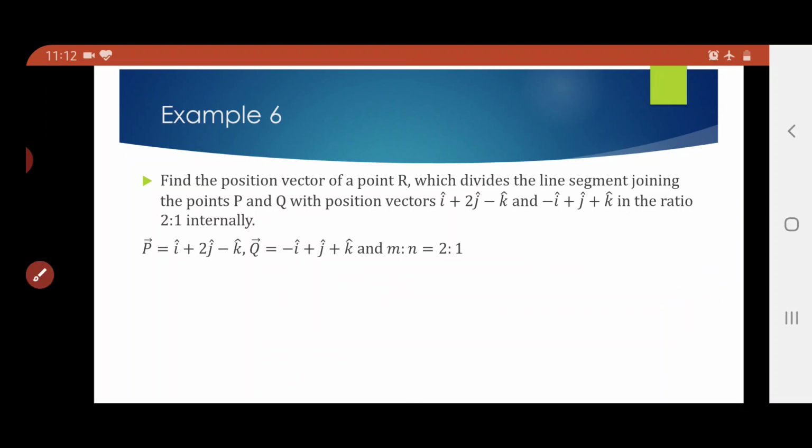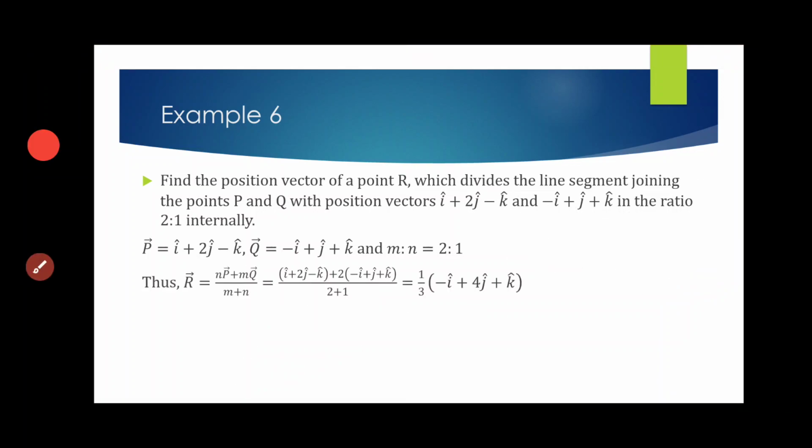So let us just put it into the formula. So this is what we have. R vector is equal to np plus mq by m plus n. Now we already know what m and n are. We already know what p and q are. Put in the formula, calculate, and this is your answer. Fine.